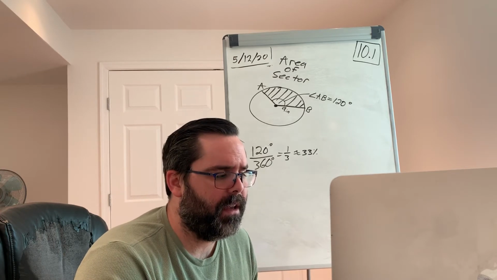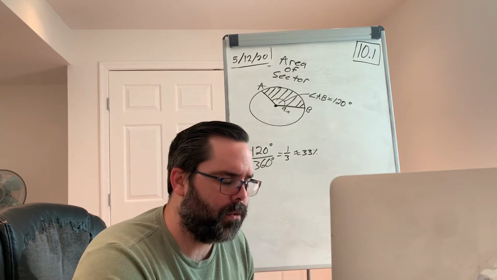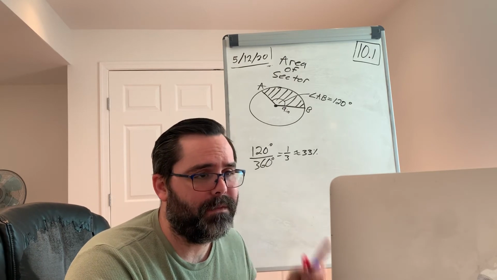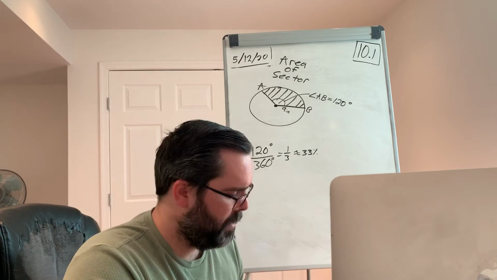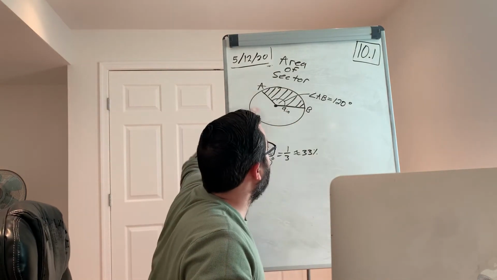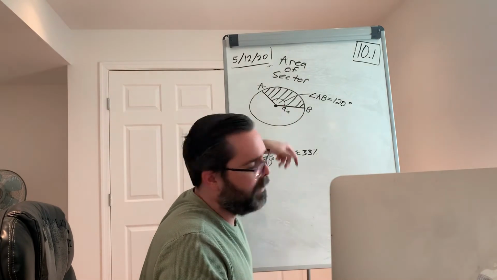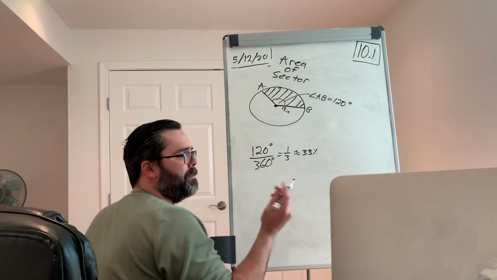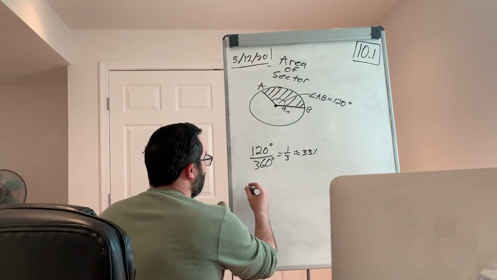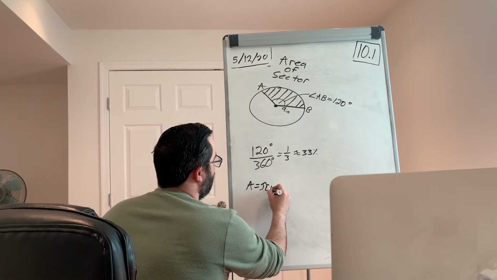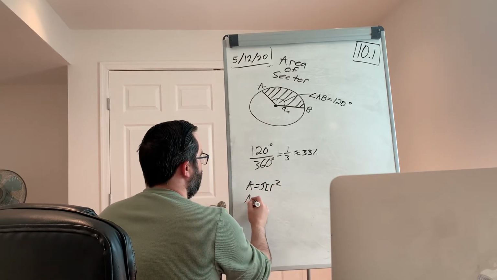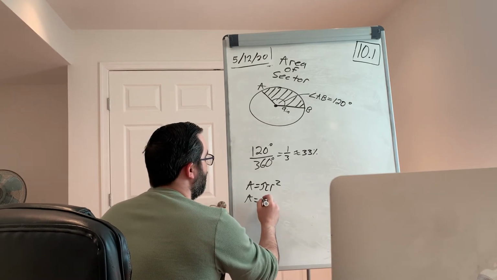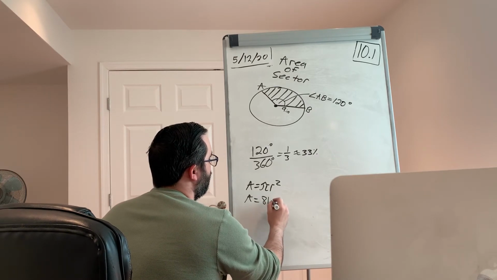So basically, if we can find the area of the total space and then multiply it by 1/3, we will find the area of just that space. Does that make sense? So I'm going to find the area of this whole circle and then find 1/3 of that. How do you find the area of a whole circle? Well, area is pi r squared. In this case, r is 9, so it's 81 pi.